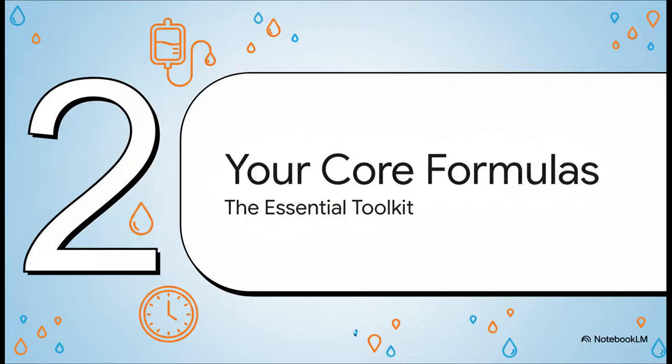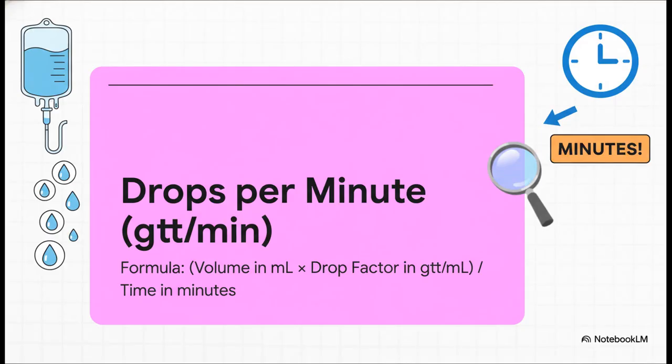Okay, so think of what's coming up next as your essential toolkit, your secret weapon, if you will. We're going to walk through the main formulas you absolutely have to memorize. But don't worry, they're way more straightforward than they look. First up, we've got drops per minute, or GTT/min. This is what you'll use for setting a manual IV drip.